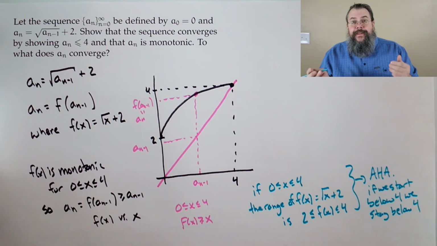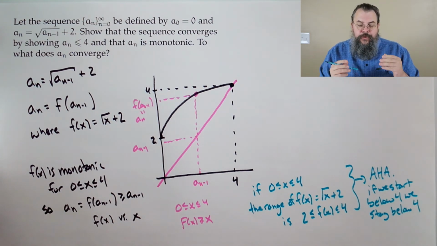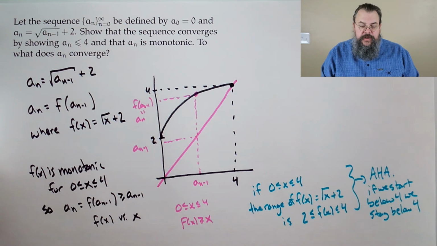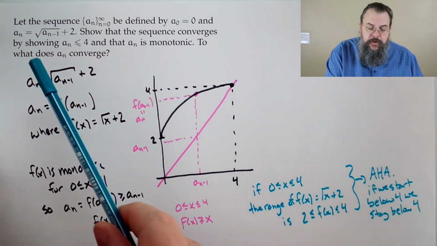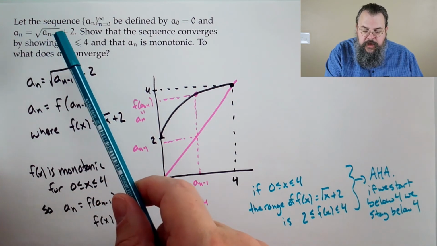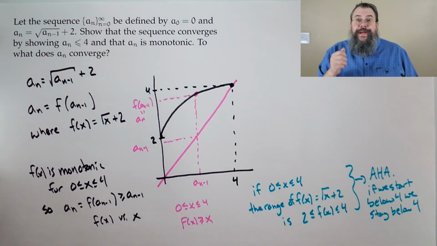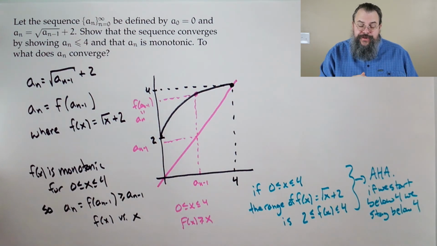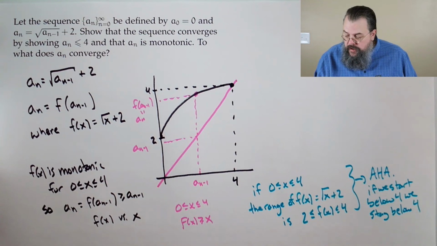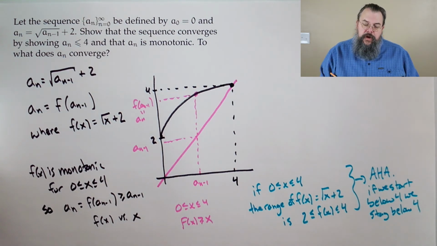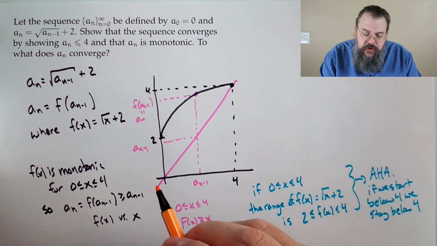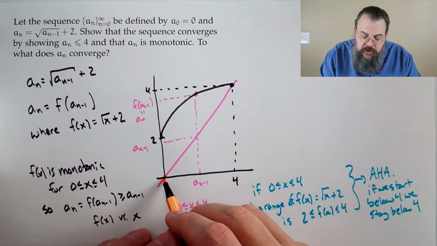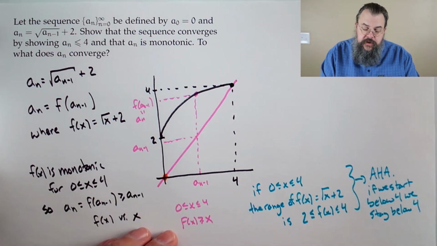Now, the last part. What does a sub n converge to? We could go through a process similar to the last problem. We say, we'll call this L, we'll call this square root of L, and we'll call this 2. But let's do the picture, because I think the picture is cool. So what does the picture argument say here? Where do you start? You start at 0.